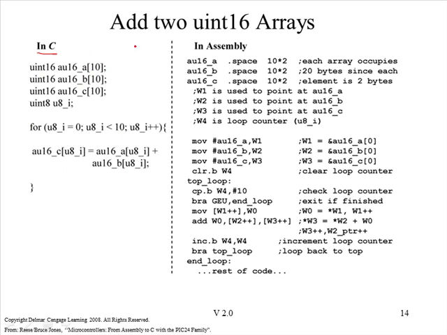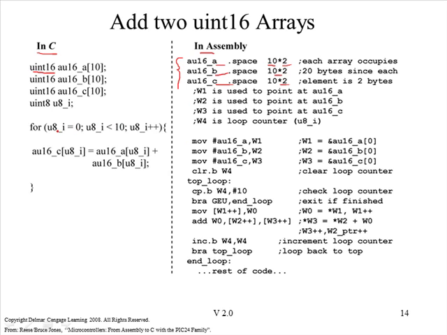When we implement this C code in PIC24 assembly, we're first going to reserve space for our 3 arrays. Each element is 16 bits or 2 bytes, so the space needed for array A is going to be 10 times 2 or 20 bytes total. Same for B and same for C.